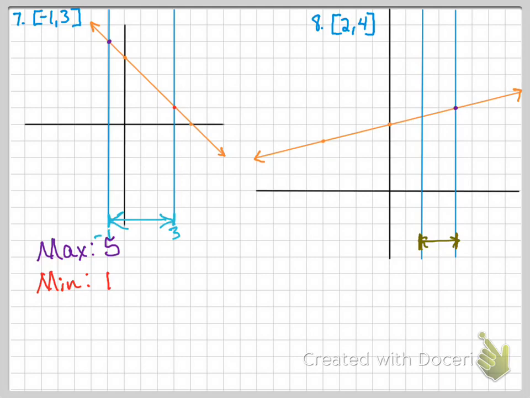where the purple dot is. My low end is going to be on the other side, on the side of the 2. This is 2, this is 4. Okay, so my maximum is at 1, 2, 3, 4, 5. So my max at 4 is 5. My minimum where the red dot is at 4.5.